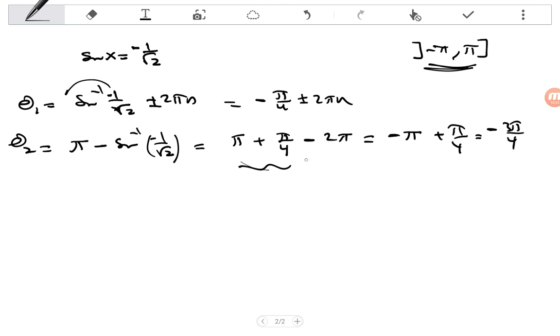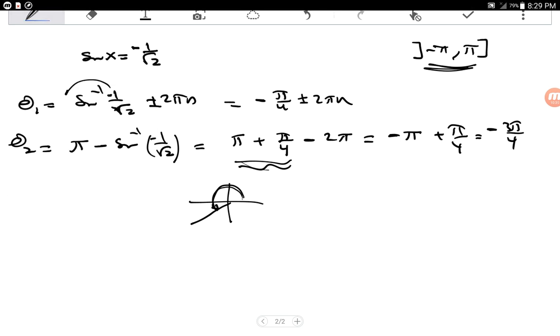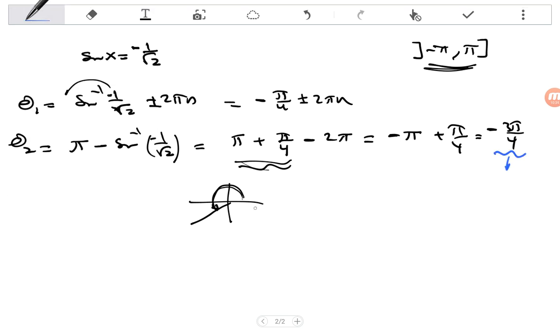Okay, so that angle at first was just pi plus pi over 4. That is an angle measured like this, but we have chosen to measure it in this way. We have chosen to measure it from the negative side this way, so that is a better expression for the same angle.